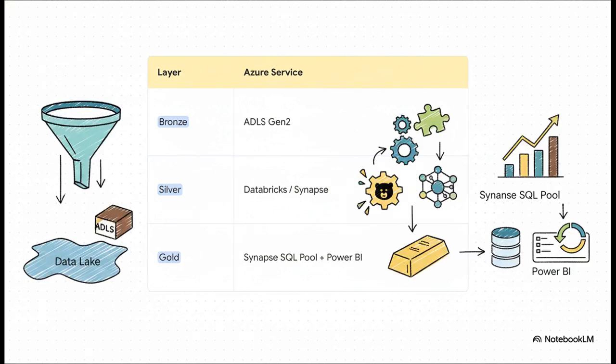Now, let's hop over to Azure. The pattern is exactly the same, it just uses different service names. Data lands in Azure Data Lake Storage for your bronze layer. Then, something like Azure Databricks or Synapse Analytics crunches it into silver. And that gold layer gets served up by Synapse SQL pools, which you can then visualize with Power BI. See? Same idea.